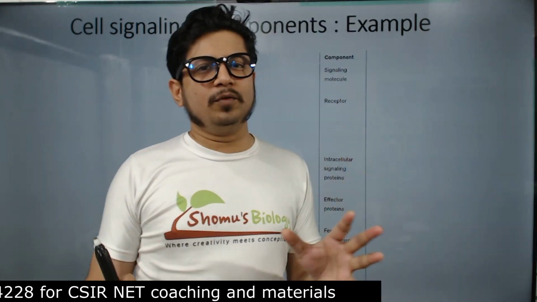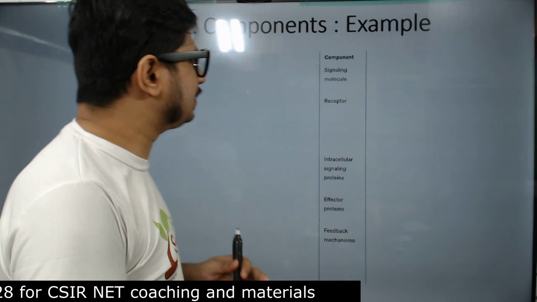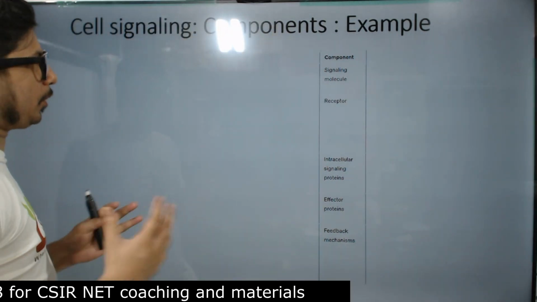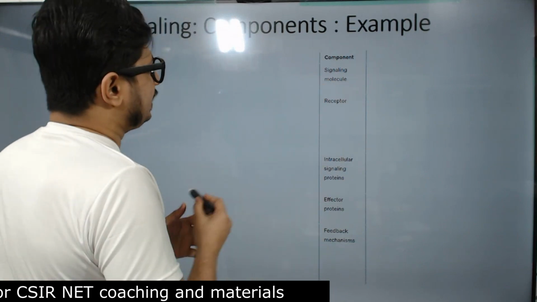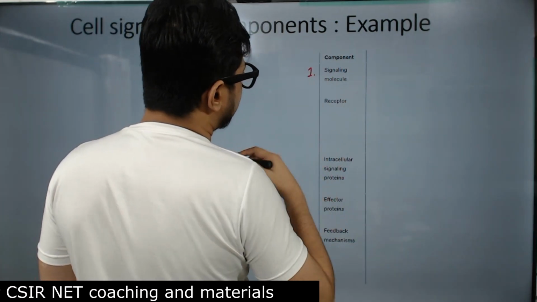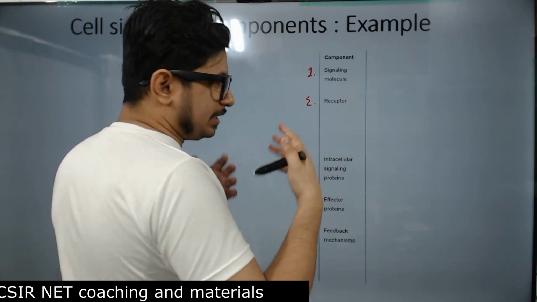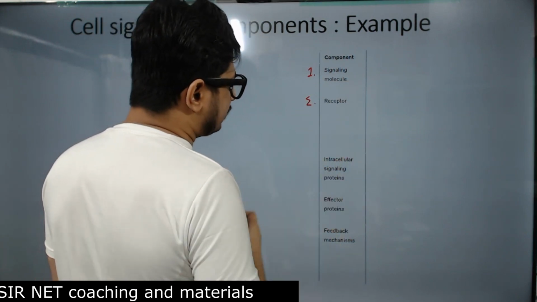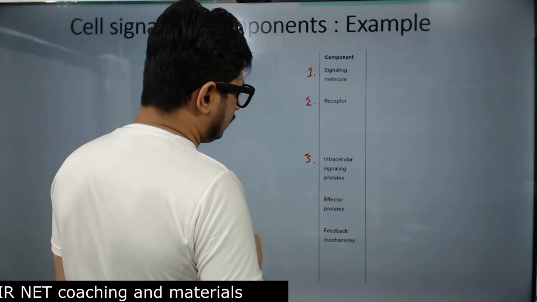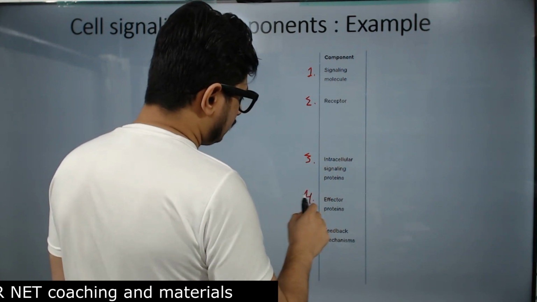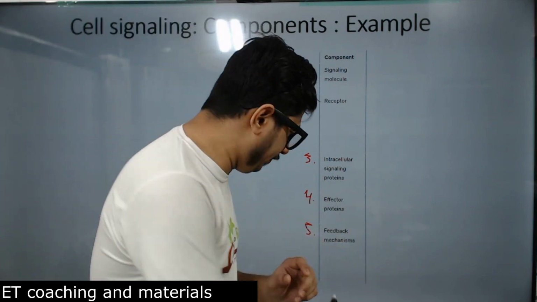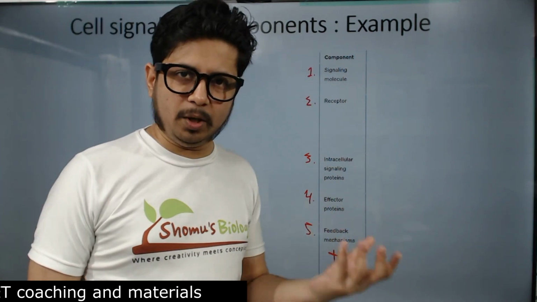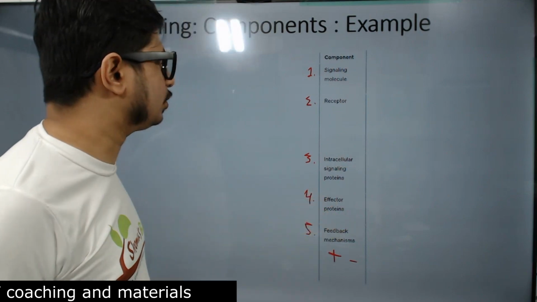Alright, so now we'll move to the second part, which is related to the examples of all these different components of a cell signaling process. Remember, I told you in cell signaling, there are all these different components. It starts with a signaling molecule, you need it, without that it's not possible. You need a receptor in the recipient cell, and there are intracellular signaling molecules and effector proteins, and last is the feedback mechanism, which is either positive or negative depending upon the situation where the cell signaling is going on.